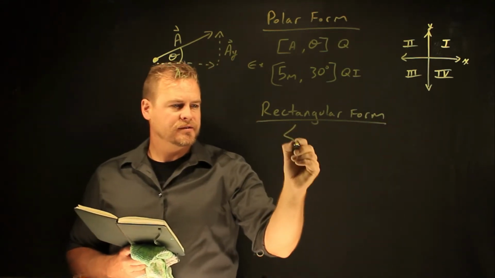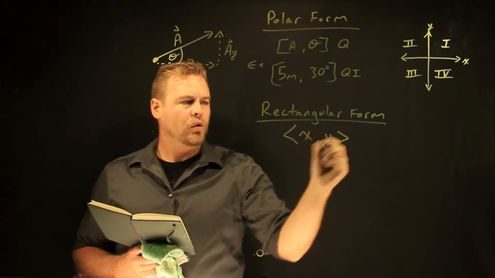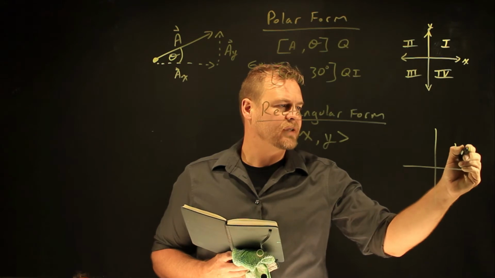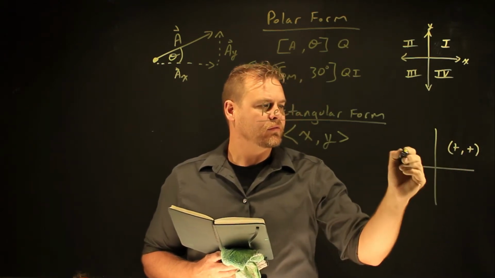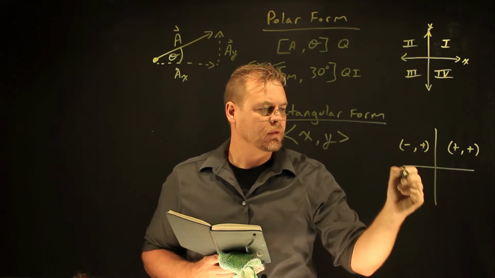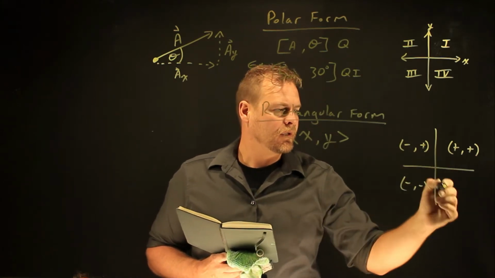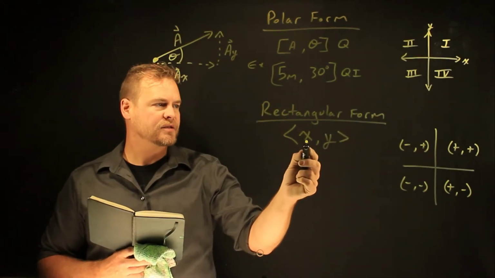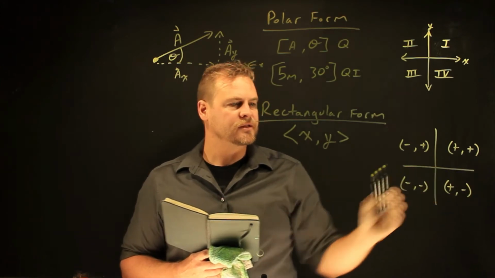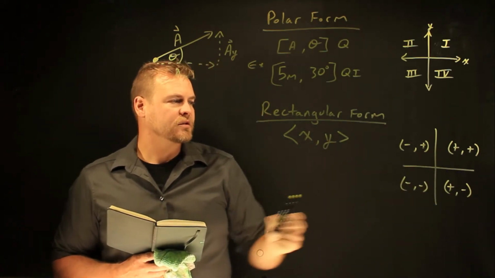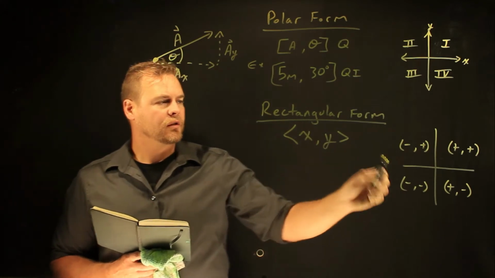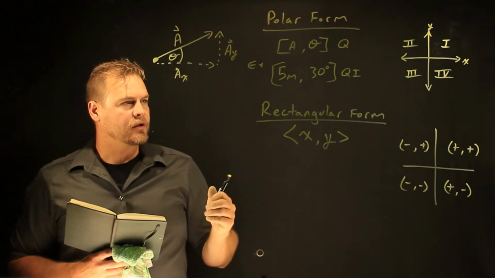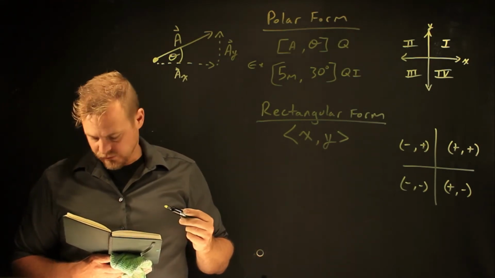Rectangular form takes this x, y coordinate system. And so on your grid, we understand that this is going to be positive, positive. This is going to be negative, positive, negative, negative, and positive, negative. So if my values of x are positive, I know I'm going to be over here on the right hand side. If my y values are positive, I know I'm going to be up here. And so using the x, y, positive, negative system, I can tell where the direction is for my rectangular form.